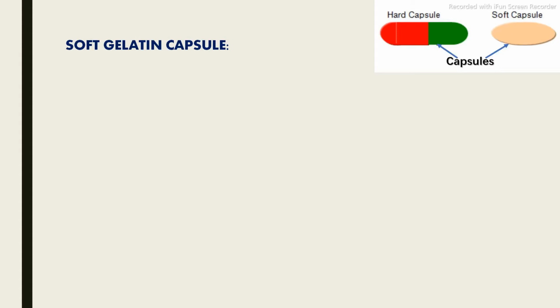So what are soft gelatin capsules and how can we differentiate them from hard gelatin capsules? Here in this image you can see that the hard gelatin capsules have two parts, cap and body, whereas the soft gelatin capsule has only a single body. So this is the main difference between hard gelatin capsules and soft gelatin capsules. Let us see one by one the introductory part of soft gelatin capsules.